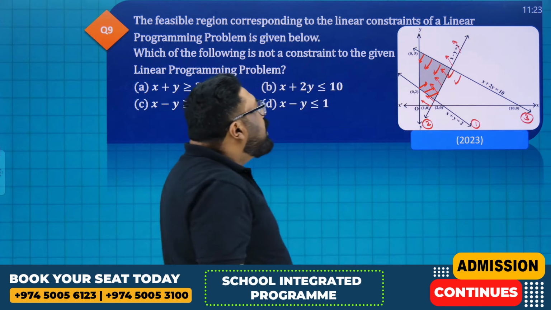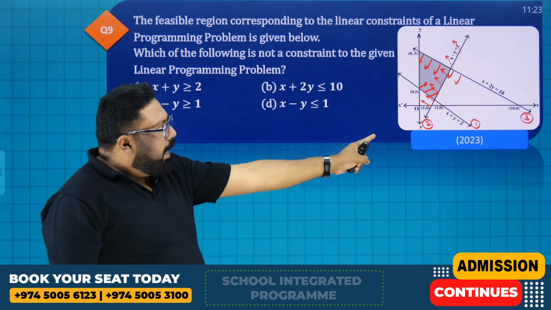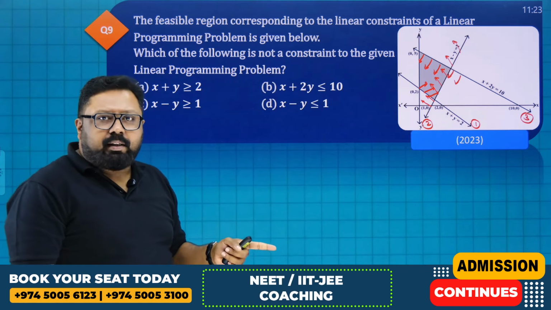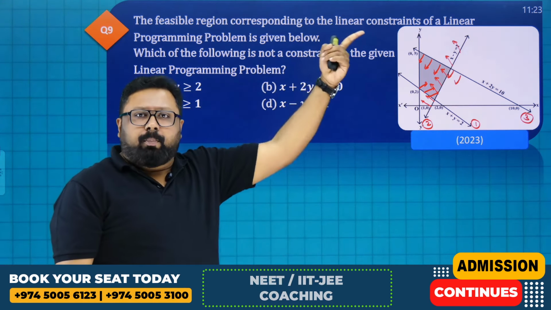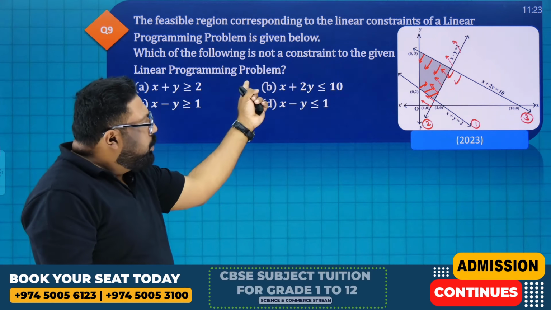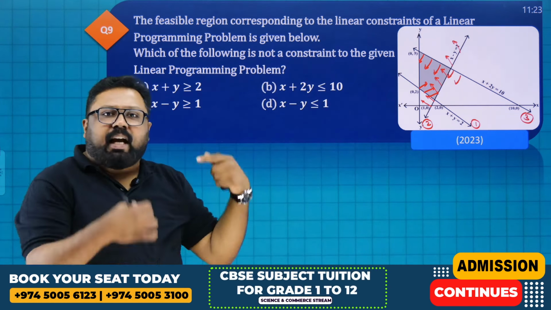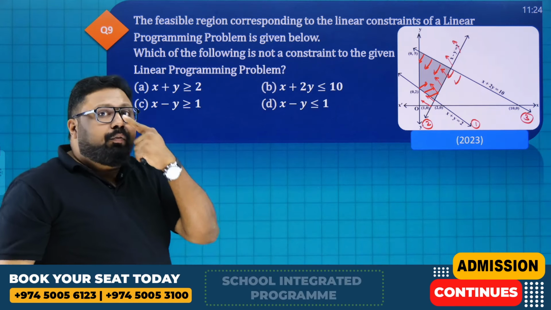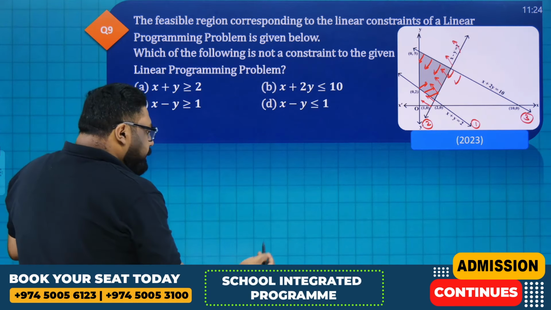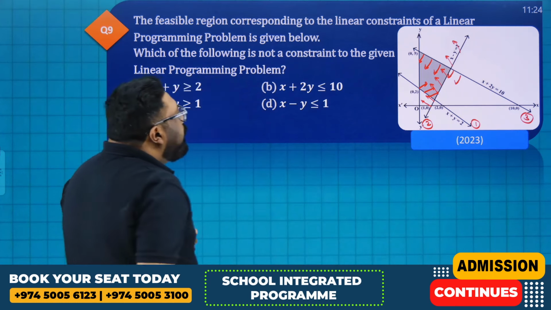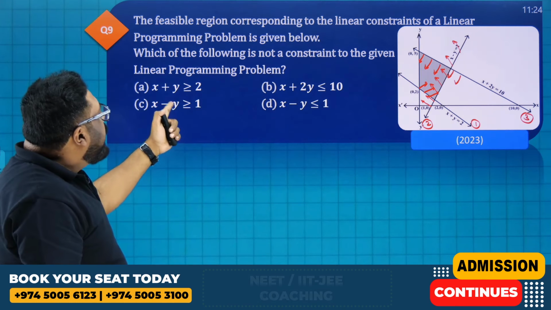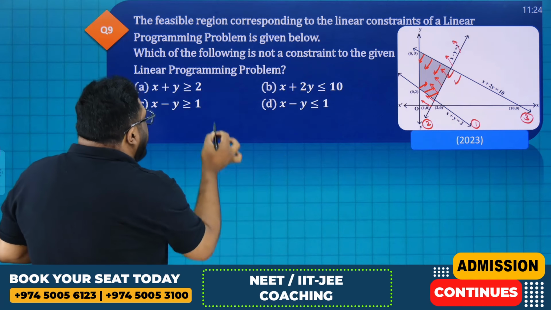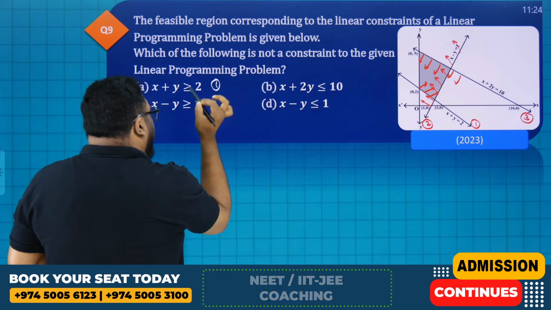So it is very clear that in the feasible region obtained by the 3 lines, only line number 1 says I should go away from the origin, but line number 2 and line number 3 say I have to shade towards the origin. Now the question is, which of the following is a true statement? First one, x plus y is greater than or equal to 2. It looks like line number 1, my dears.